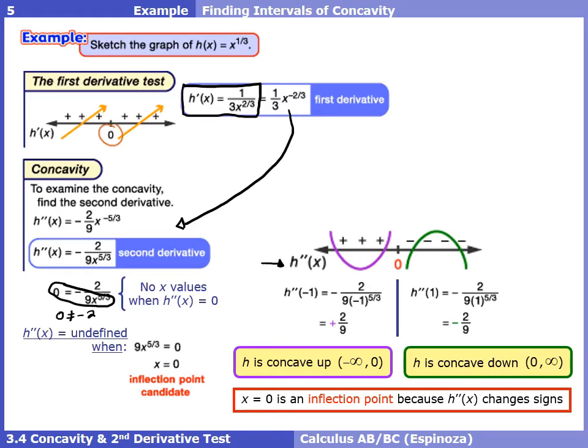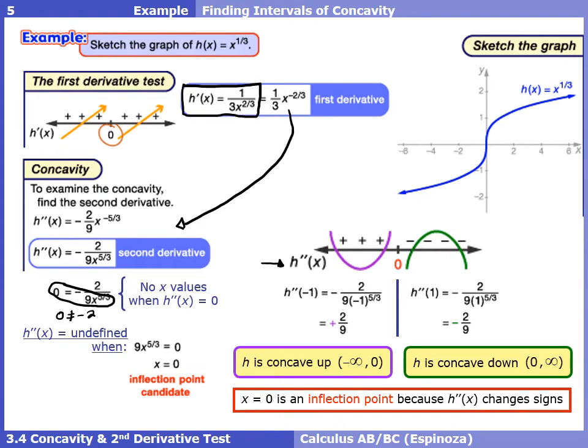We can kind of just keep it simple as you see below there and just put x equals 0 is a point of inflection, or an inflection point, because the second derivative, h double prime, changes signs. And again, to verify this, like the last example, I'll give you guys a picture here so you can see that, and you'll notice something.